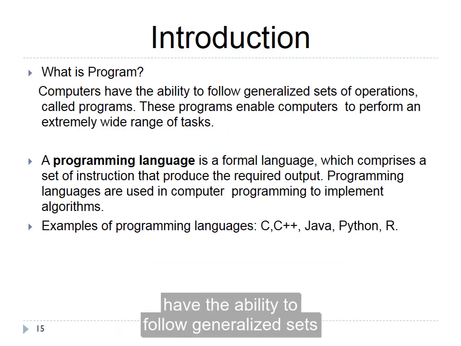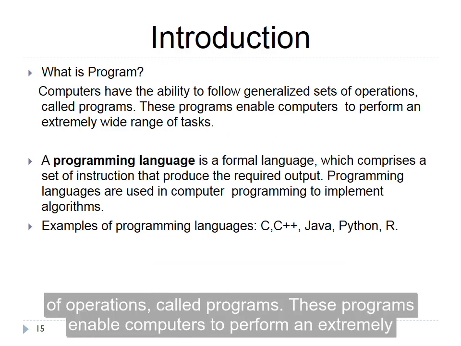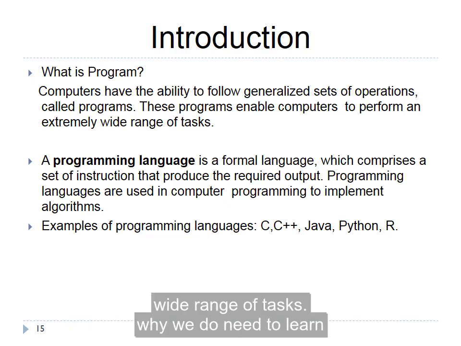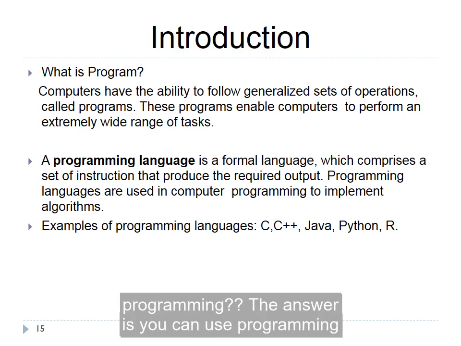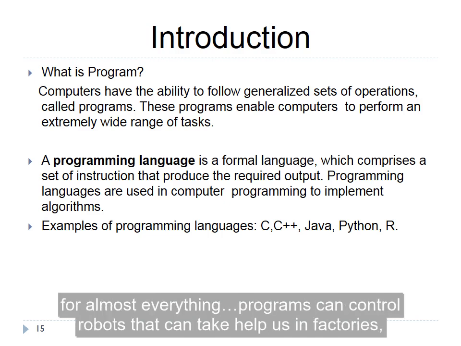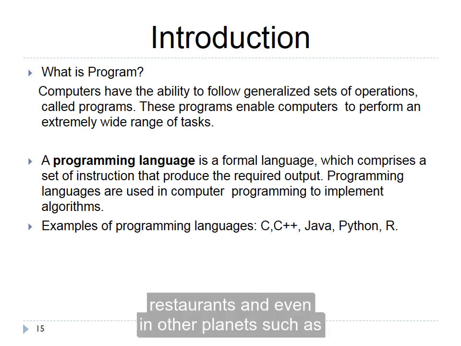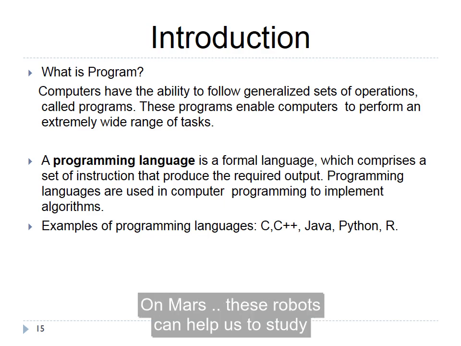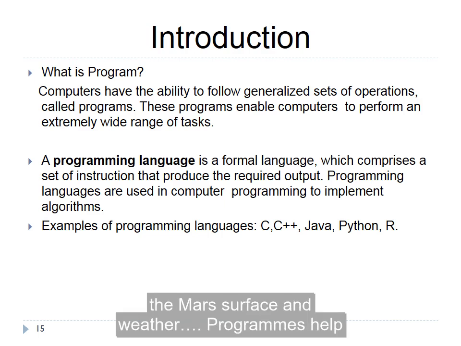Computers have the ability to follow generalized set of instructions or operations called programs. These programs enable computers to perform an extremely wide range of tasks. Why do we need to learn programming? The answer is you can use programming for almost everything. Programs can control robots that can help us in factories, restaurants, or even on other planets such as on Mars. These robots can help us to study the Mars surface and weather.